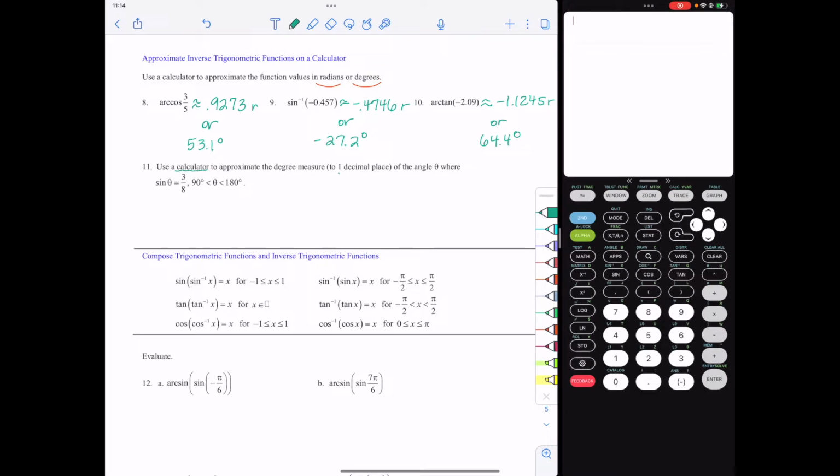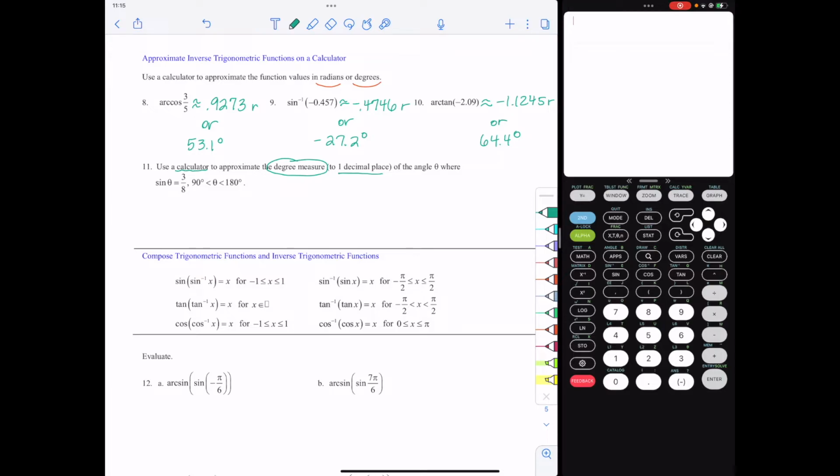And we're going to go to 1 decimal place, and we're going to use degrees. And we're in degree mode right now. So we want to know, use a calculator to approximate the angle theta, where the sine of theta equals 3/8. And they want us to provide an angle between 90 and 180 degrees. So what will we do here?